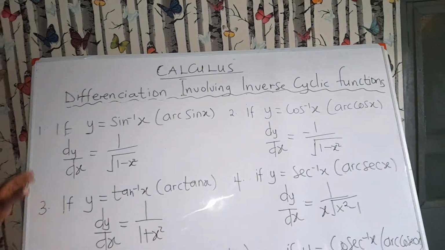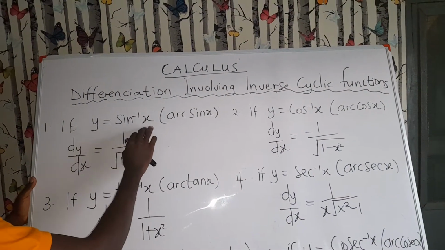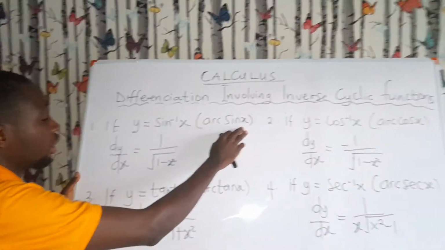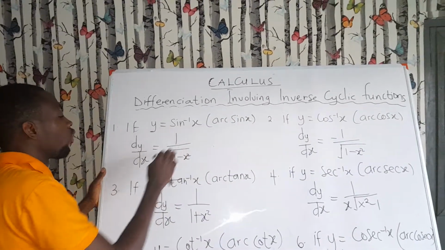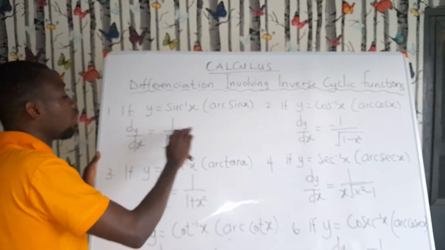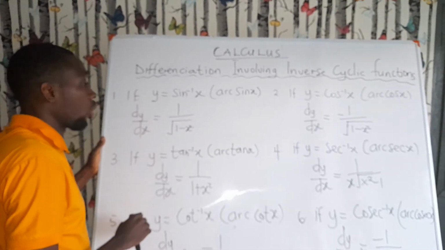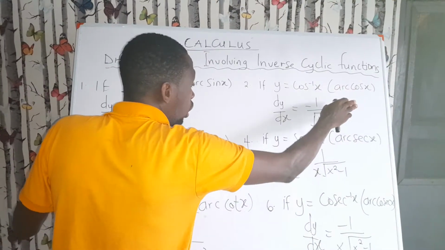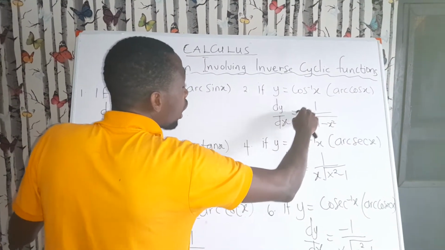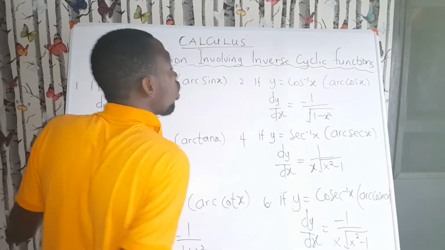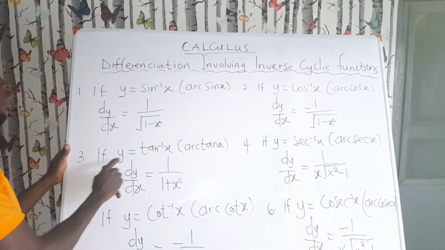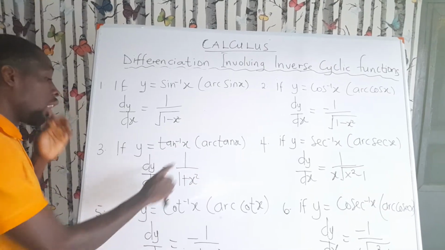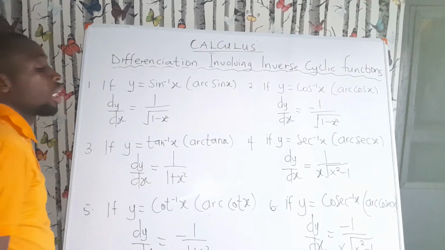So, in that video, we said that if y is equal to sine inverse of x, the same as arcsine x, then dy by dx will be 1 over the square root of 1 minus x squared. Then if y is equal to cos inverse of x or arc cos x, then dy by dx will be negative 1 all over the square root of 1 minus x squared. Then if y is equal to tan inverse of x or arc tan x, then dy by dx will be 1 over 1 plus x squared.